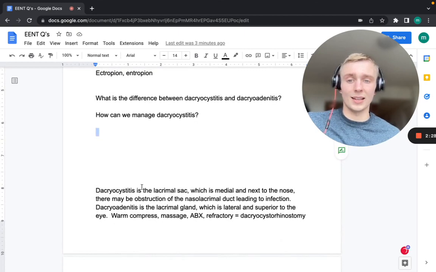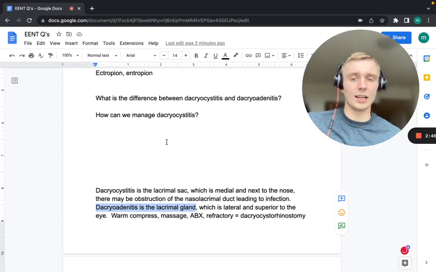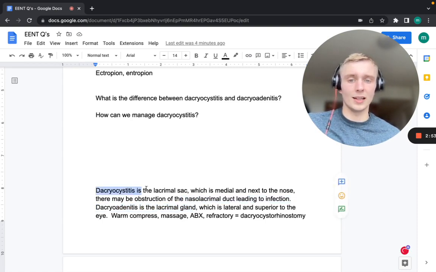So dacrocystitis is the lacrimal sac itself, which is that medial area next to the nose. There may be obstruction of the nasal lacrimal duct leading to infection in that area. Dacroadenitis, on the other hand, is the lacrimal gland itself, which is more lateral and superior to the eye, and that's where the tears come across the eye and originate in that lacrimal gland. So dacroadenitis, again, the lacrimal gland itself, lateral. Dacrocystitis, the lacrimal sac, which drains near the nose medially, drains all the tears from the lacrimal gland itself.